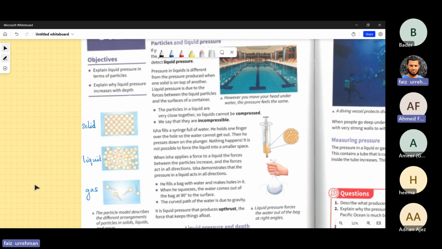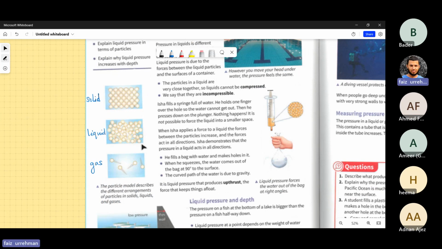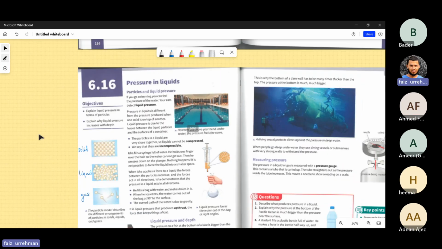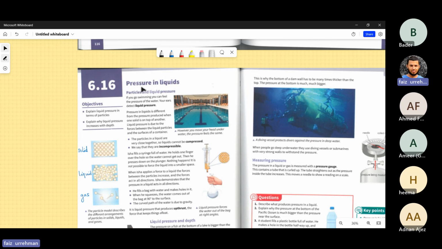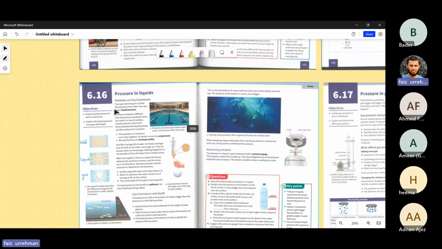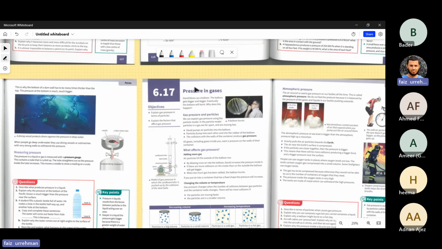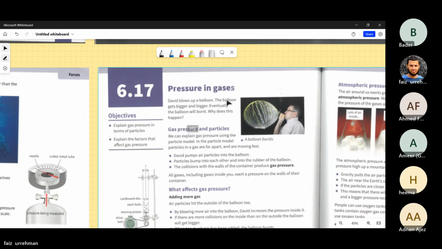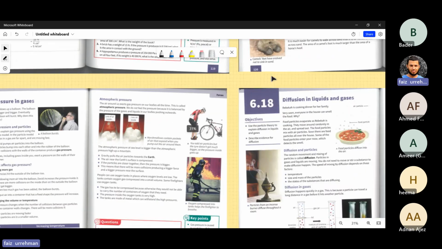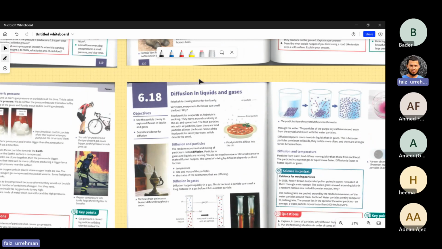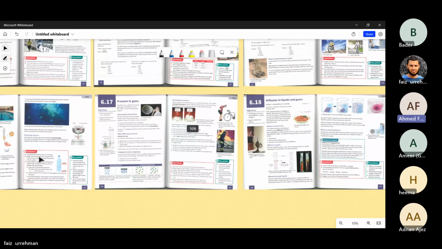So we see that now we are going to study about what? About liquid. So we are not going to study about solid pressure. Okay. Here we are going to study about liquid. Here we are going to study about gas. And the last one, diffusion in liquid and gas. I think we took that also in biology.